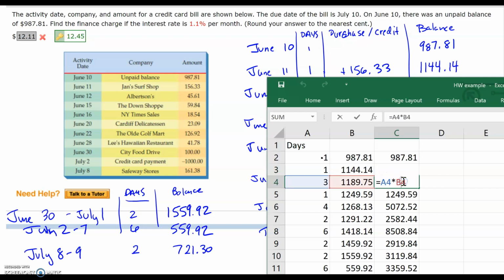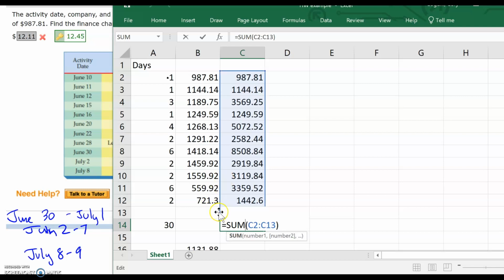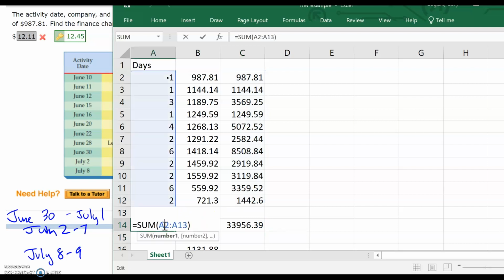When we get down here to row 4, there's 3 days. So 3 times 1189.75 is 3569.25. So you continue this on. And what we're going to do is total up or get a sum of this column. So it's column C, row 2 to column C, row 13 or row 12. That's how you do it. You push the equal sign and then type in sum. And that's your sum. Then we do the same for the number of days. We have 30 days.